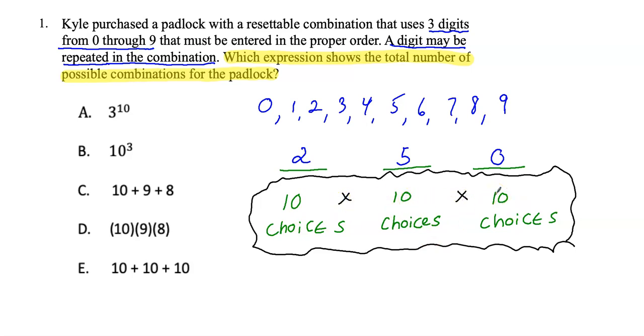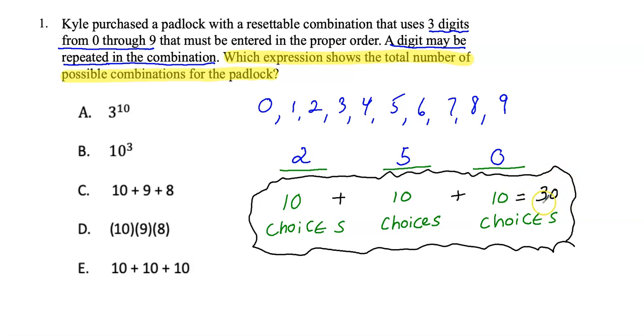Now, if you're taking the test and you're not quite sure why, here's what I recommend you do. I mean, there is a reason for it. It's called the counting principle, but I don't want to get into that. Let's say we were to add them. 10 plus 10 plus 10. What would that be? That would be 30. In other words, that would mean that the total number of possible combinations is 30.